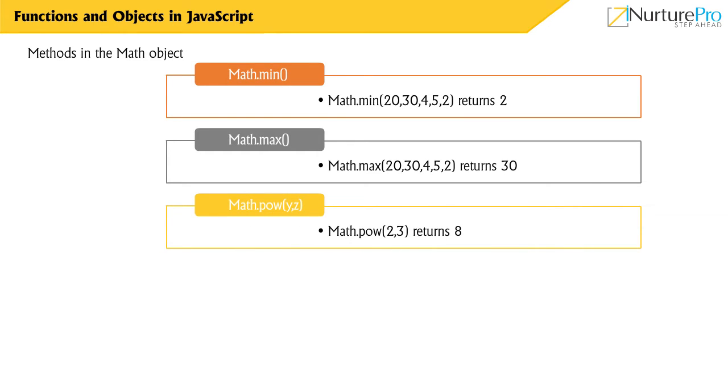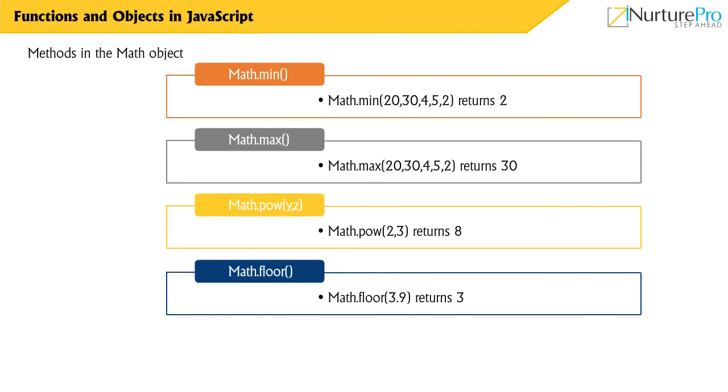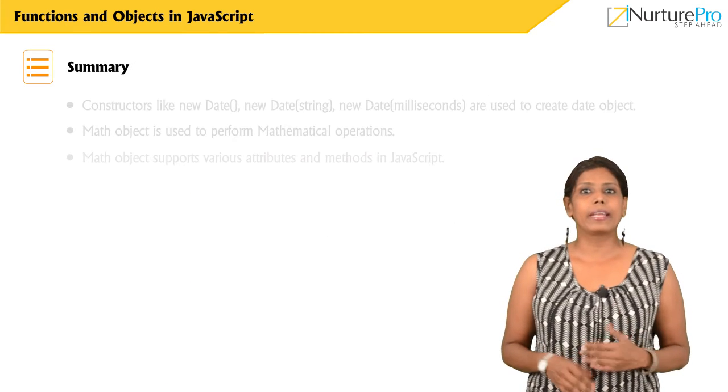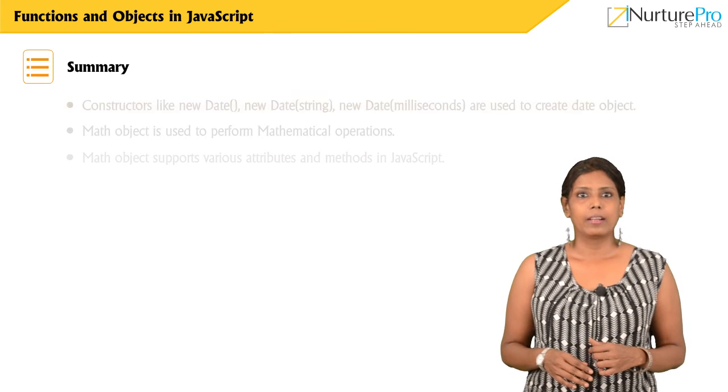Math.pow(y, z) returns the value of y to the power of z. Example: Math.pow(2, 3) returns 8. Math.floor rounds a number downwards to its nearest integer. Example: Math.floor(3.9) returns 3. Math.sqrt returns the square root of the given number. Example: Math.sqrt(16) returns 4. Let us have a quick recap on what we discussed.